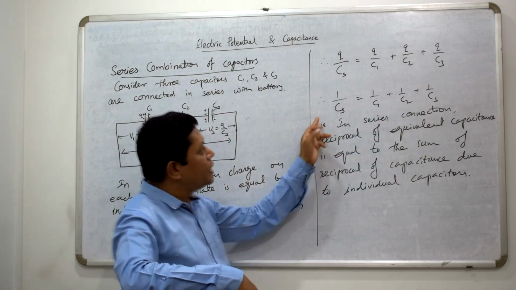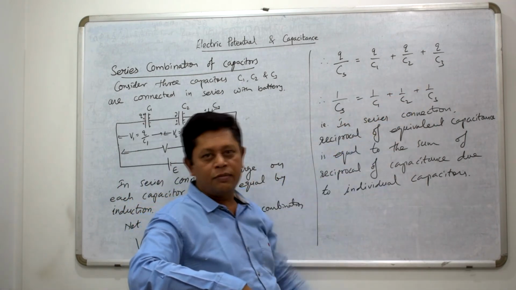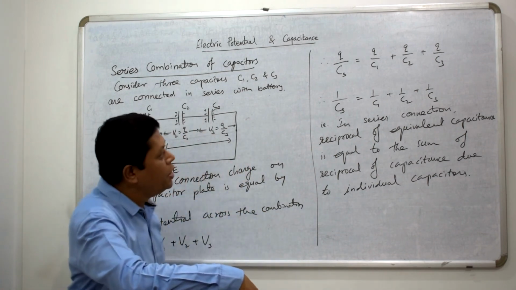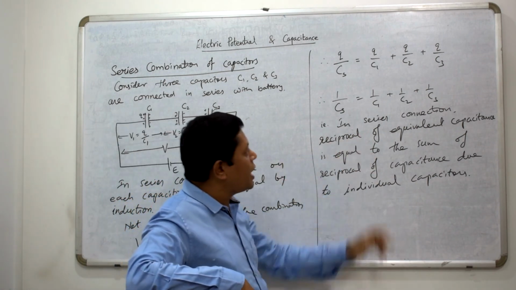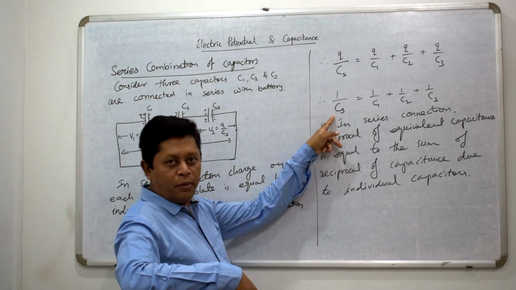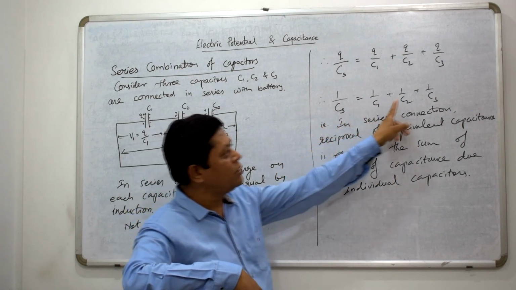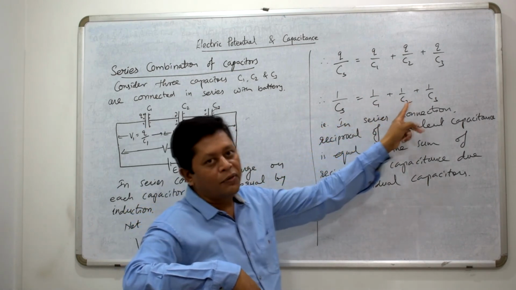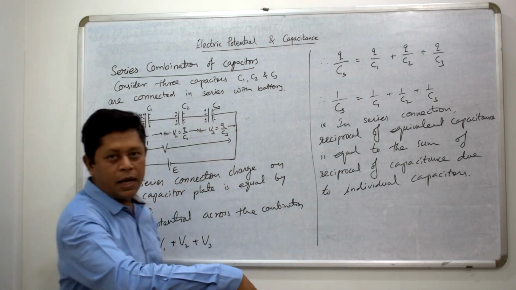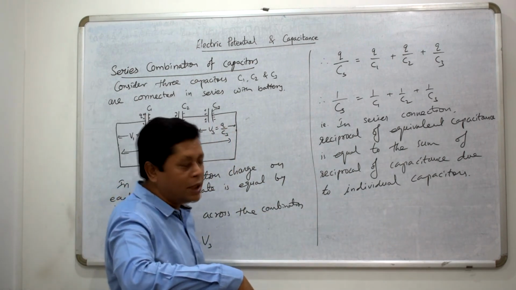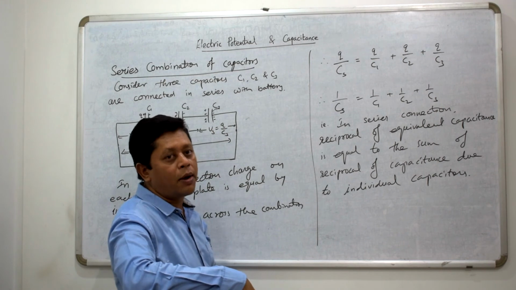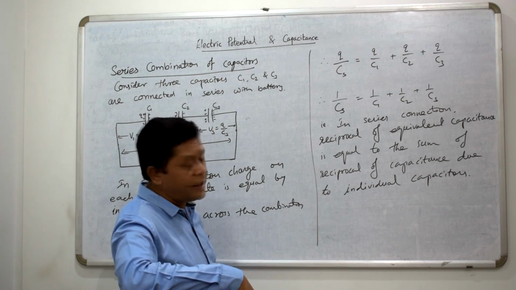So from this you can write 1 by Cs is 1 by C1 plus 1 by C2 plus 1 by C3. So we can say in series connection, reciprocal of equivalent capacitance is equal to sum of reciprocal of capacitance due to individual capacitors. It means that in series combination, capacitance of the capacitor decreases.